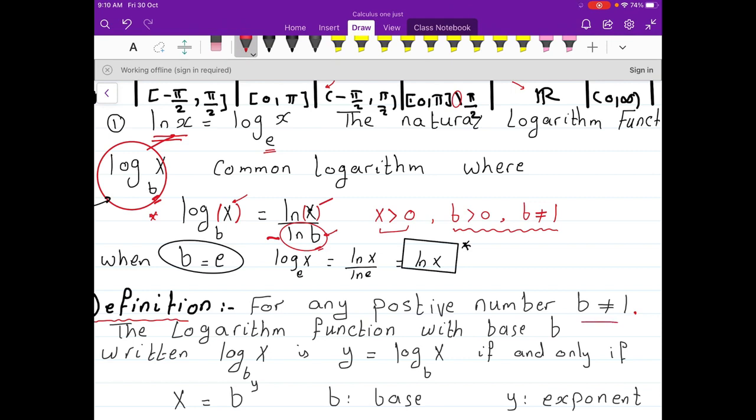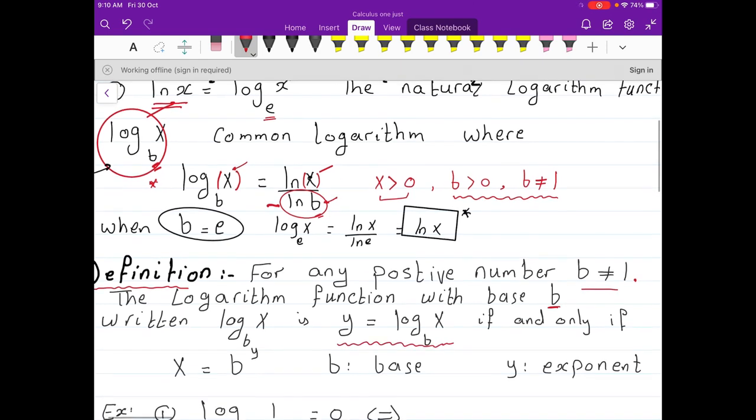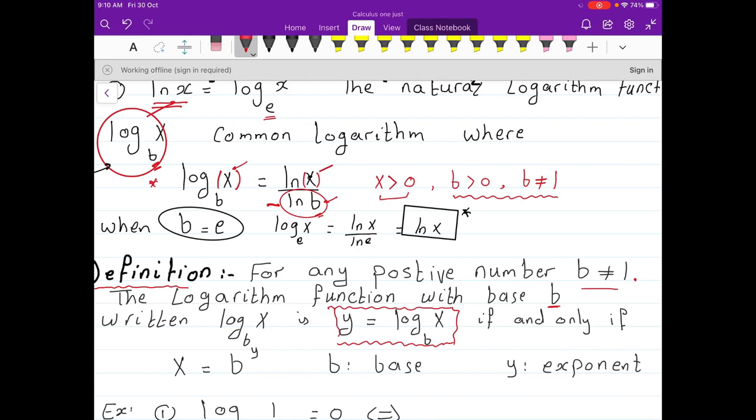The logarithm function with base b, written as log x for the base b, is y equal log x for the base b if and only if this function is written equivalent to this. This means x equal b to the power y. What is b? b is the base, and b is positive and does not equal 1. So b is the base, and y is the exponent. That means it is a power.